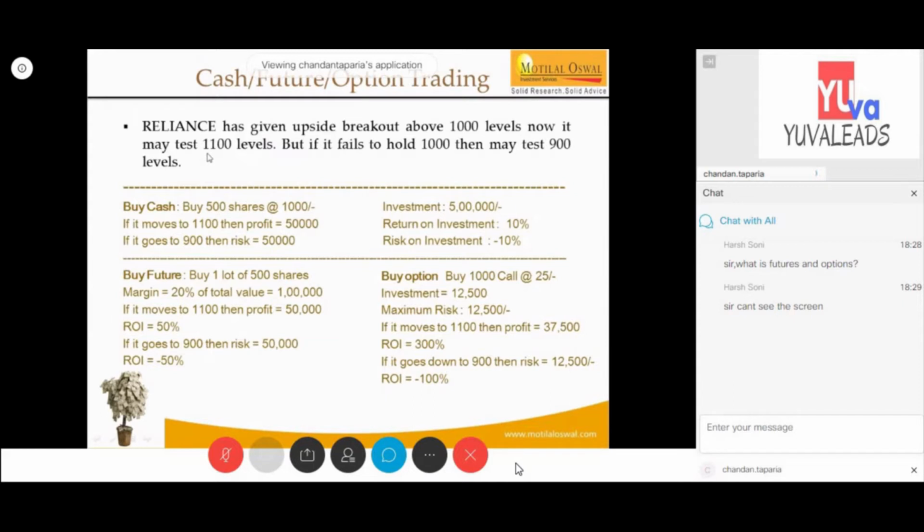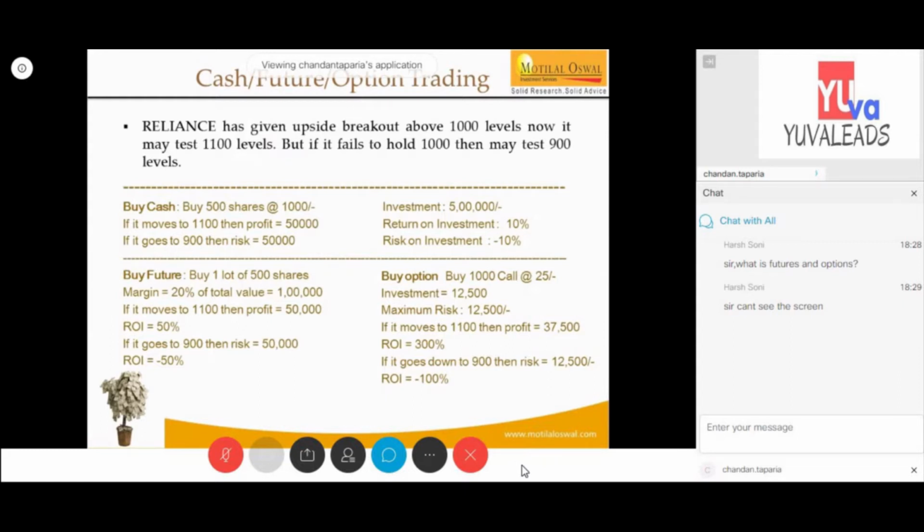I'm expecting it to go to 1,100. So I'm buying one lot of Reliance. In the derivatives market, there are 142 NSE F&O stocks, so I can trade only in those counters which are in the futures segment. Let's say DMart is not in futures, so I cannot buy a futures lot. ICICI Bank is in futures, so I can buy it in futures.